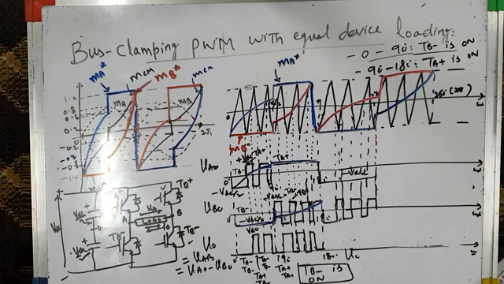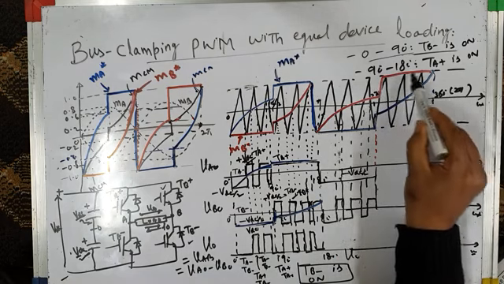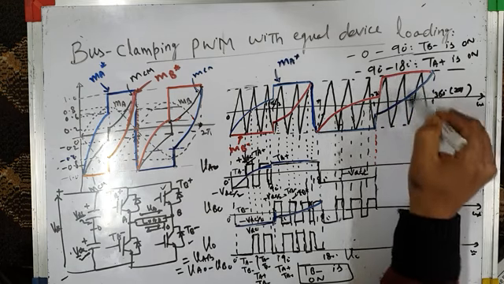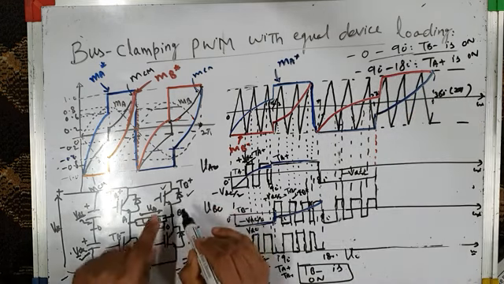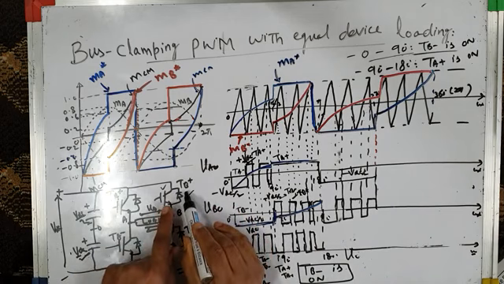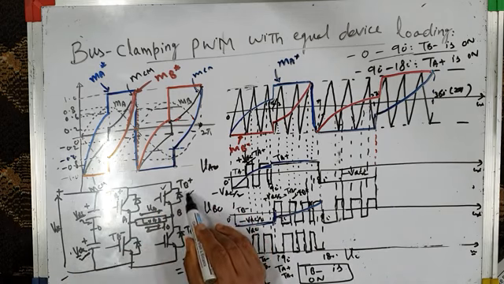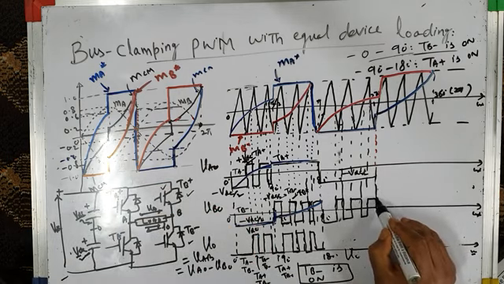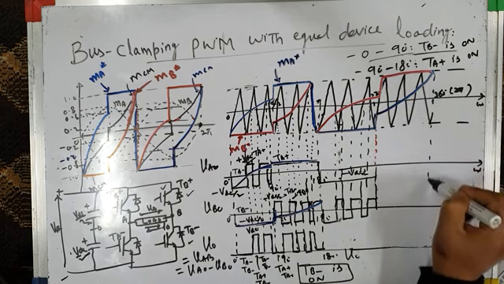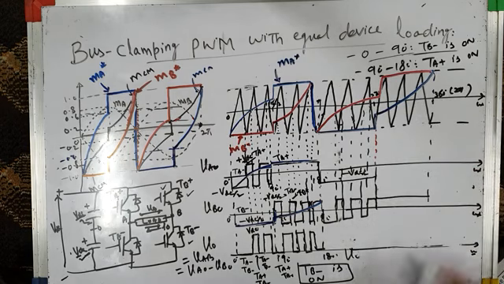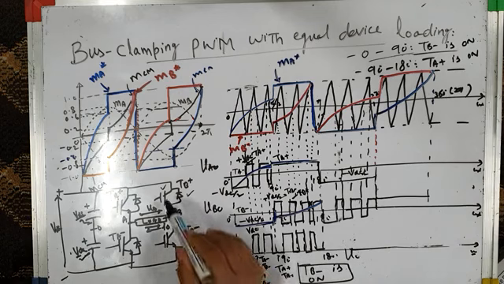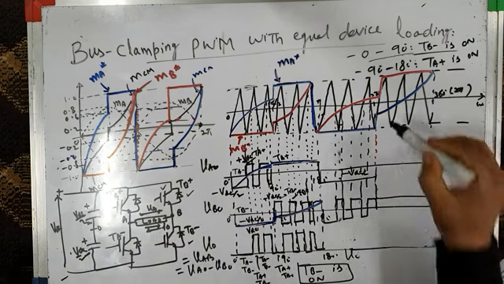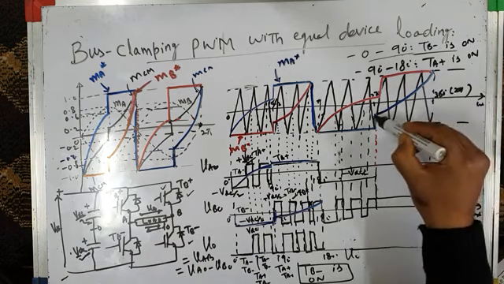From 270 to 360 degrees, we can see now MB star is 1. So MB star is higher in amplitude than triangular carrier waves. That means the top switch of leg B is on. When top switch of leg B is on throughout the 90 degree interval, VBO will be plus VDC by 2. It will not switch. That means leg B is clamped to positive DC bus. It will not switch at all. But leg A is switching क्योंकि leg A की modulating wave ये है.